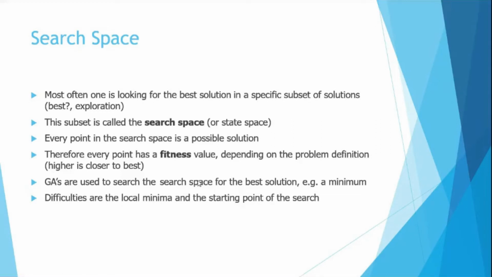GAs are mostly used to search the space, and in most cases the best solution will be a minimum value. So we have to convert that minimum into a maximum condition by doing some operations. The difficulty in the search space is the local minima. There may be some local minima where we will get stuck and won't go to the global minima.